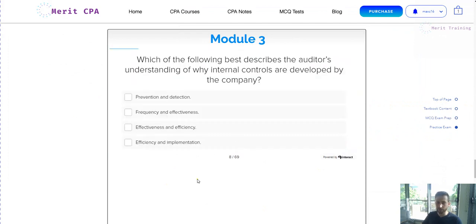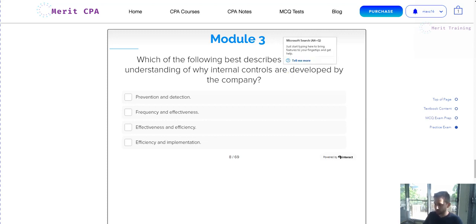Cool. Next question. Which of the following best describes the auditor's understanding of why internal controls are developed by the company? A, prevention and detection. B, frequency and effectiveness. C, effectiveness and efficiency. And D, efficiency and implementation. So you might be able to answer this one based on your common knowledge from understanding the core content, from watching our videos on the core content. If you want to look up the textbook for this one, what I would do is look up the relevant sections on internal controls.